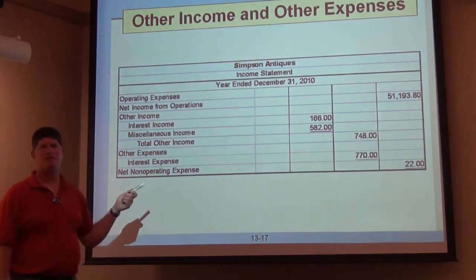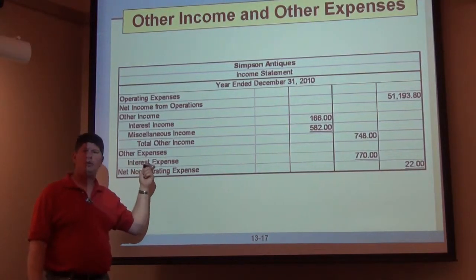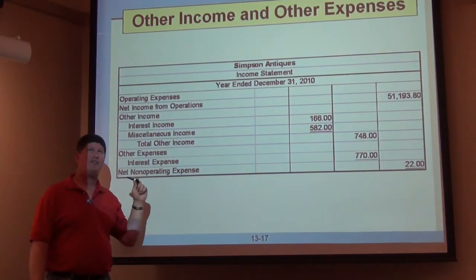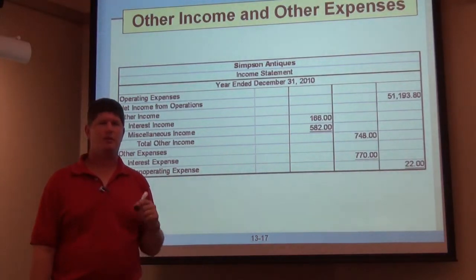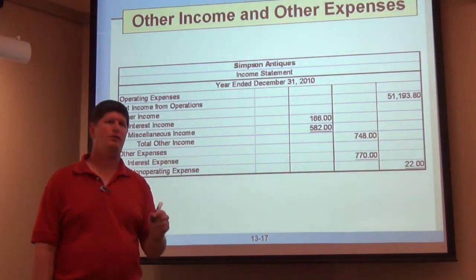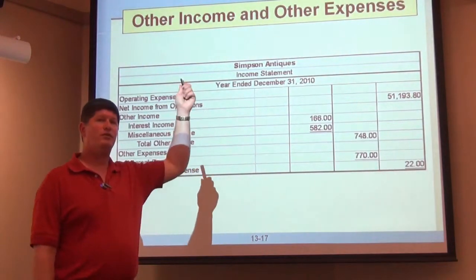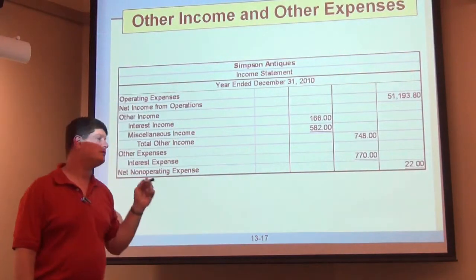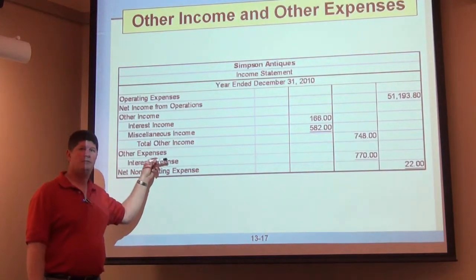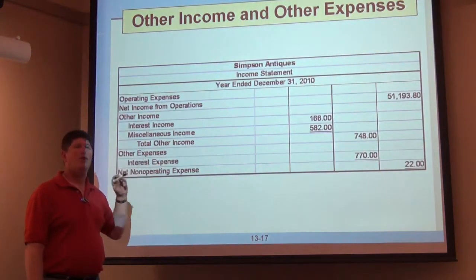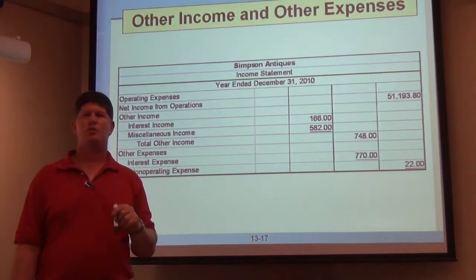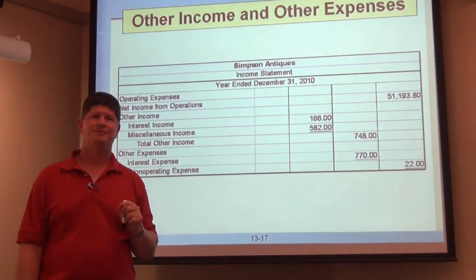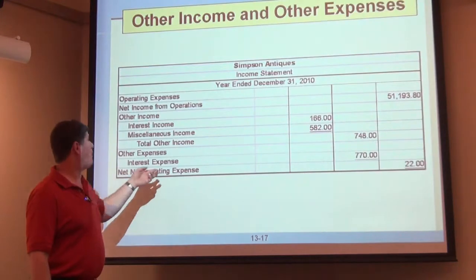Then we've got other expenses. By definition, we went out and borrowed some money and we paid interest on it, interest expense. By definition, interest expense is always an other income or expense item. Write that down, remember that. It doesn't go up above in your operating expenses. It's always an other income or expense item. Even though it may be normal for us to borrow money all the time, that's not the business we're in. We're not in the business of borrowing money. So it goes down below in other.